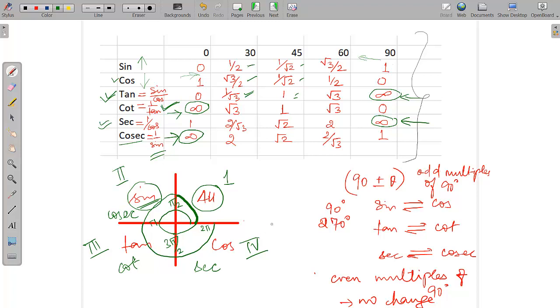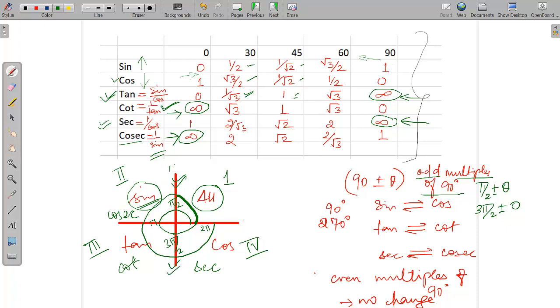So that we have to understand here. Now I want you to remember one thing. If something comes in the function like 90 plus minus theta, or odd multiples of 90, that means pi by 2 plus minus theta, or 3 pi by 2 plus minus theta. These are odd multiples of pi by 2. That means here or here, this will be odd multiples of pi by 2.